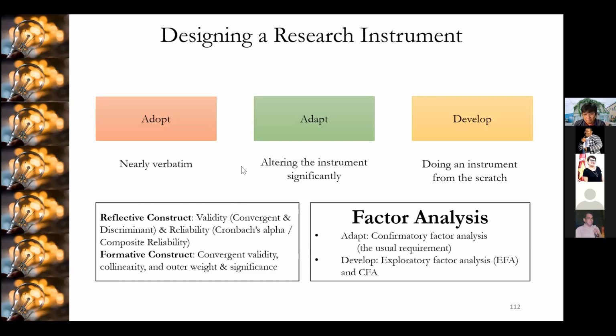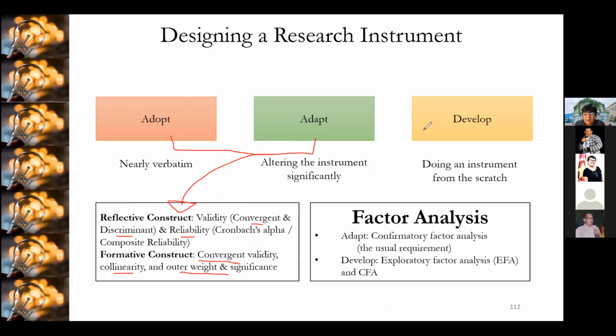Okay? So now, you will see here sa pag-design ng research instrument natin, kapag nag-adapt ka or nag-adapt with A, usually ang requirement dyan is for reflective construct, kailangan natin i-measure yung convergent and discriminant validity and reliability. For formative naman, convergent validity, collinearity, and outer weight and significance.